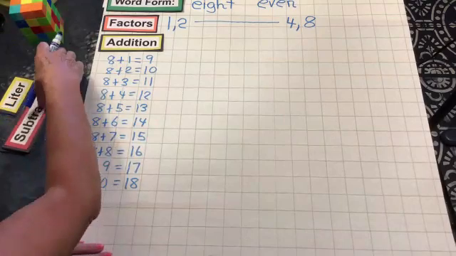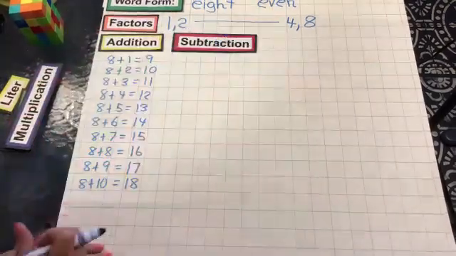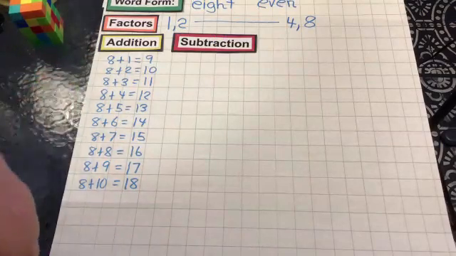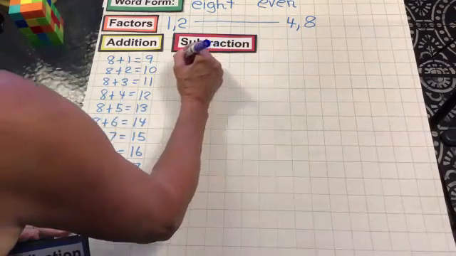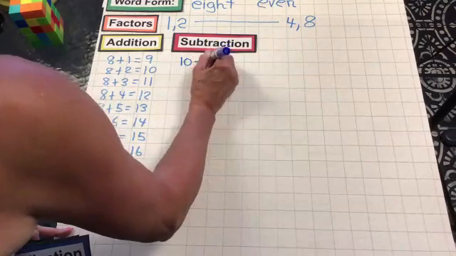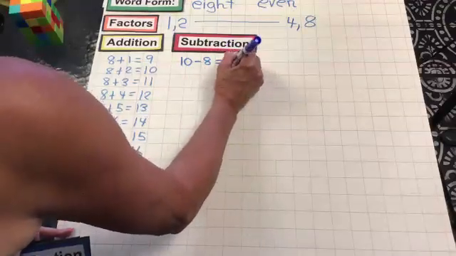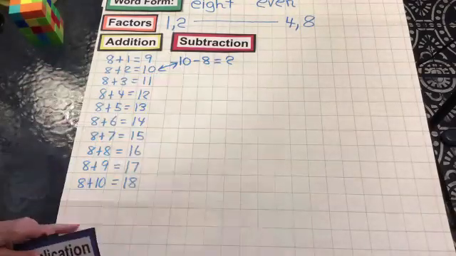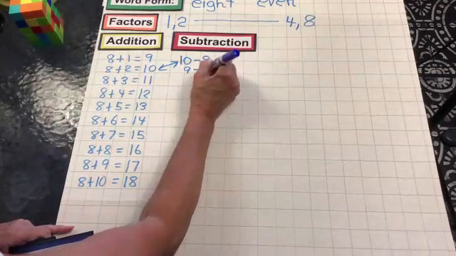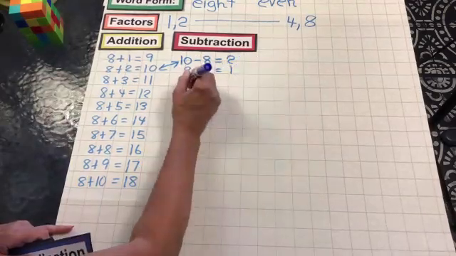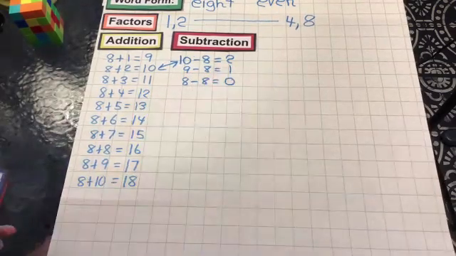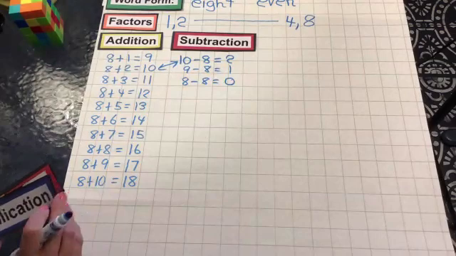All right, let's go on to our next category, which is subtraction. And this is going to be short and sweet because we are subtracting from 10 to start. So 10 minus 8 equals 2. And again, remember, we can find that right here. 9 minus 8 equals 1. And 8 minus 8 equals 0. So we're done with our subtraction for the day. It gets easier as we go, but we're going to be changing that up here soon.